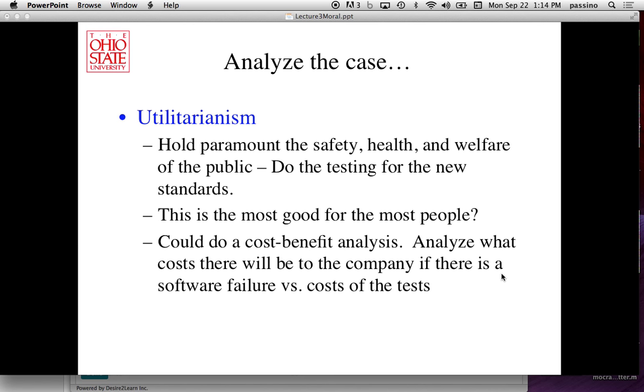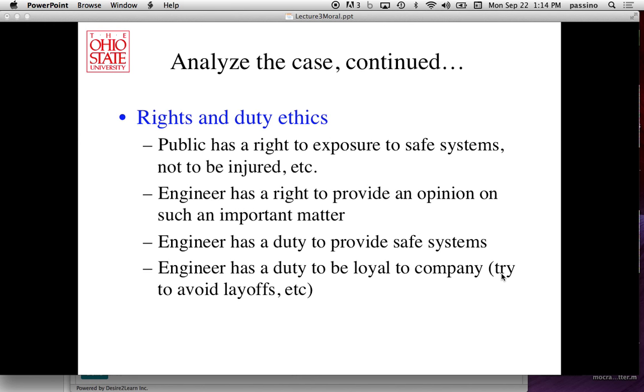Often that's what happens in a company. They'll do a cost-benefit analysis. Next, from a rights or duty ethics perspective, the public has a right to exposure to safe systems, not to be injured. The engineer has a right to provide an opinion on such an important matter.